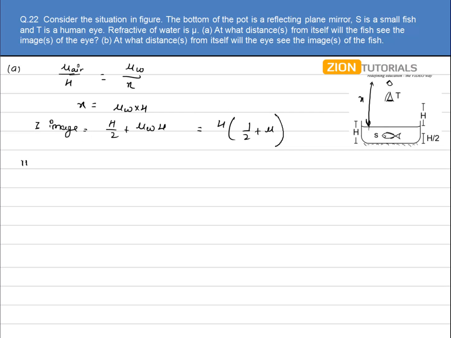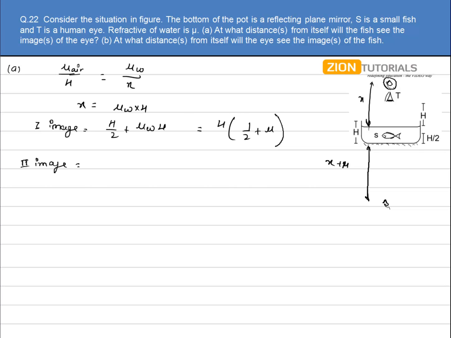So the second image that will be formed when the fish will try to look at the eye from the plane mirror. Alright, now what will happen is that this is the image, first image formed. Alright, and the plane mirror will form the final image of this virtual image. So it will be formed somewhere over here, and this distance will be equal to x plus h, because this is the property of the plane mirror, that object and image are at the same distance from the plane mirror.